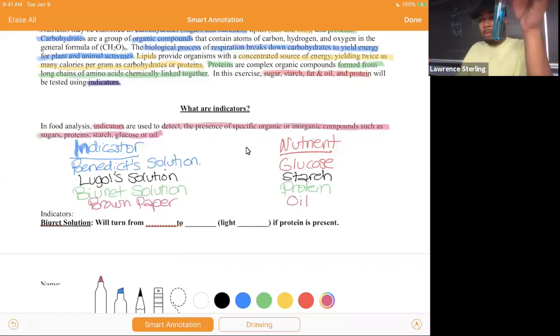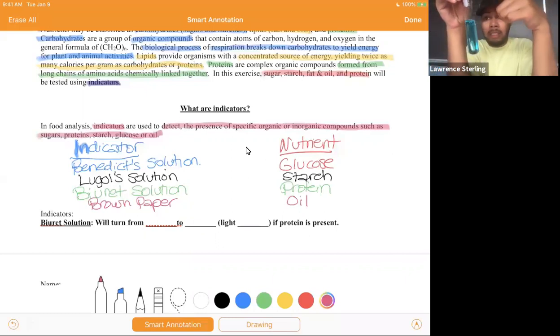So it started out blue, and it's still blue. But we thought that Benedict solution tested for the presence of glucose, so surely we should have seen a color change or something happen. We didn't see that happen because this is a special test. Benedict solution, a test for glucose, must be heated up on a hot plate.